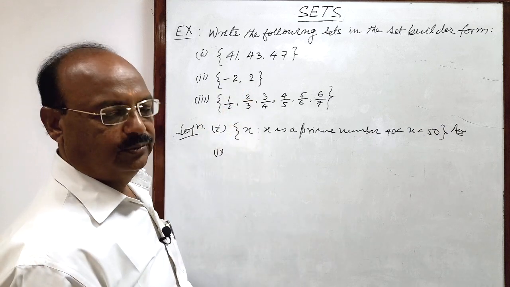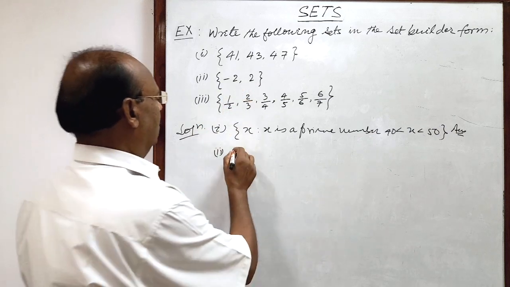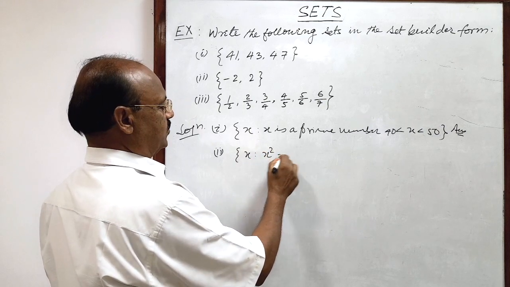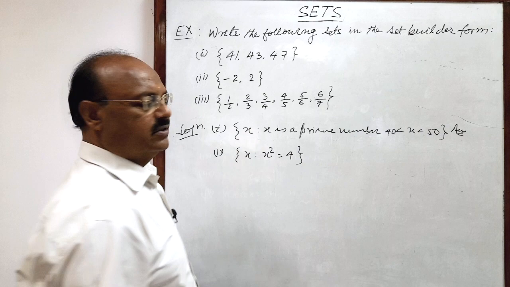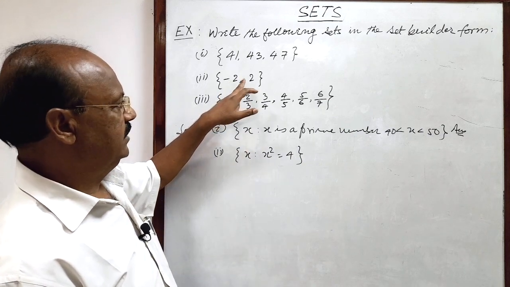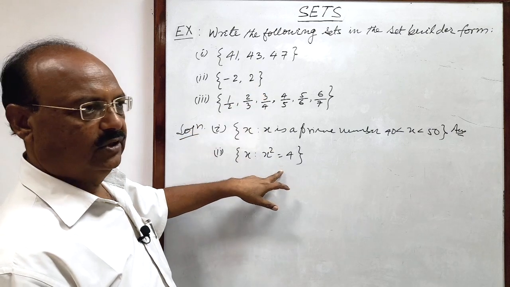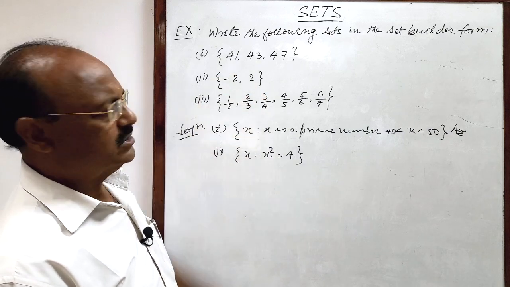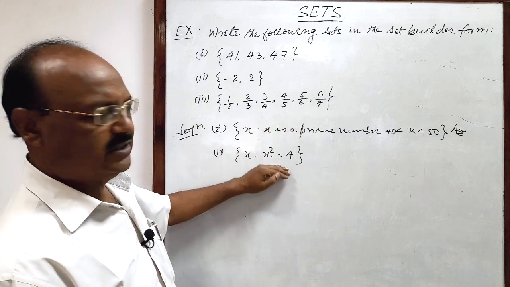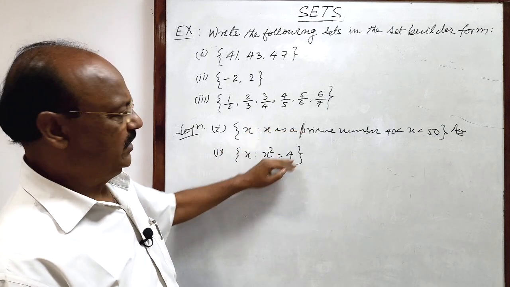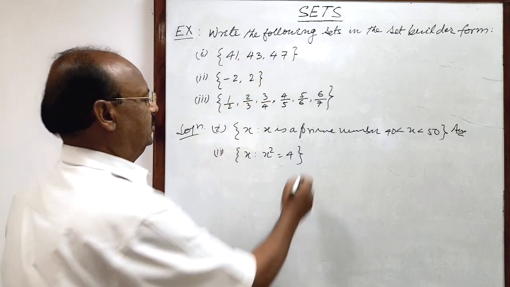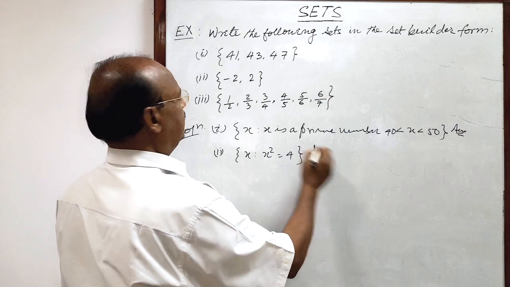-2 and 2. How can we write it? We can write it like this: X such that X squared is equal to 4. That's all. Because -2 squared is 4 as well as 2 squared is 4. So in this way we try to understand the common property, which property should be mentioned in the set builder form, and this property will represent all the elements. Okay. So this is the answer for the second part.